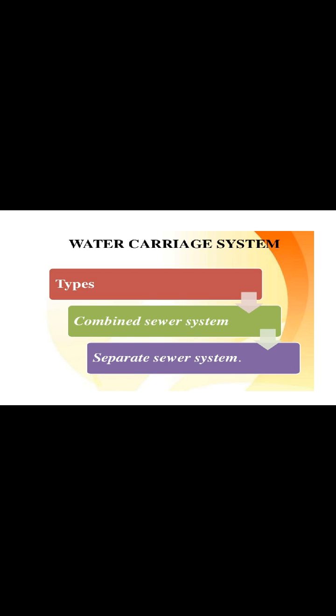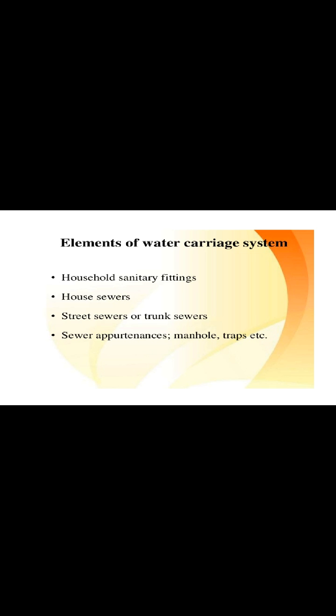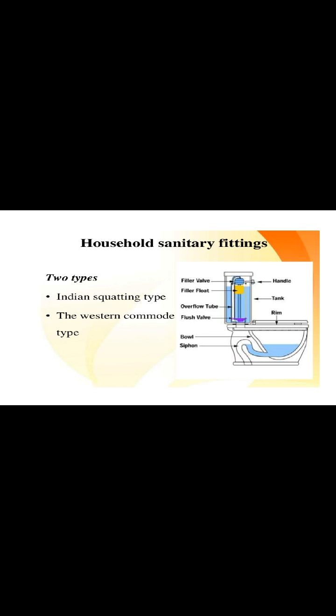Also, water carriage systems. Types: combined sewer system and separate sewer system. Elements of water carriage system: household sanitary fittings, house sewers, street sewers or trunk sewers, sewer appurtenances, manholes and traps. Household sanitary fittings: there are two types, Indian sliding type and Western common type.